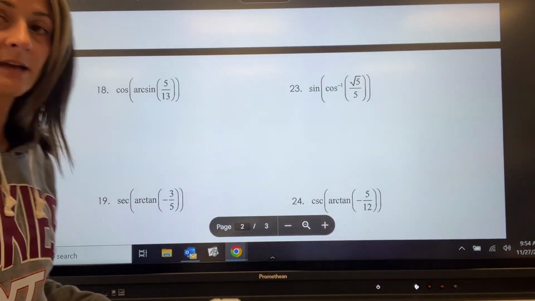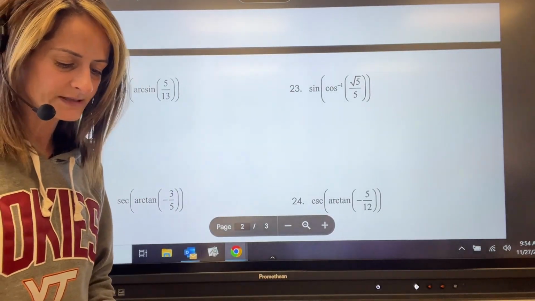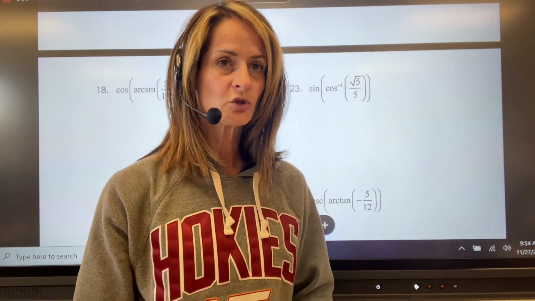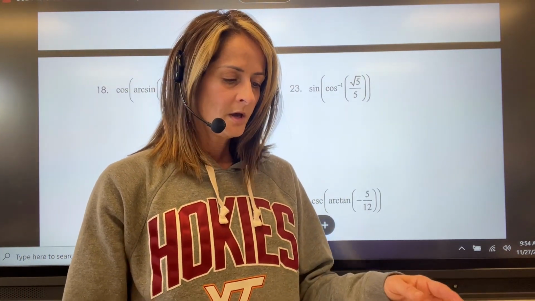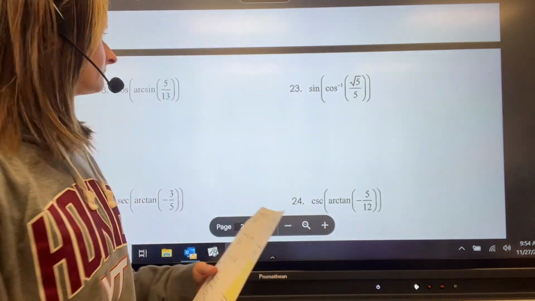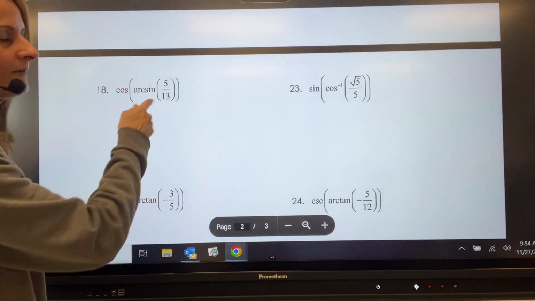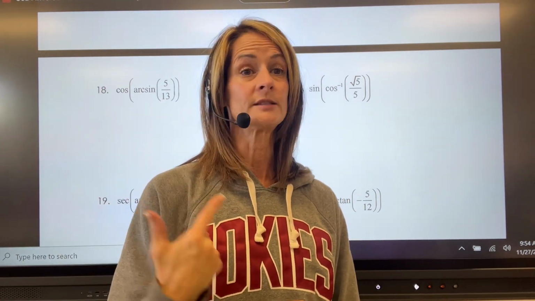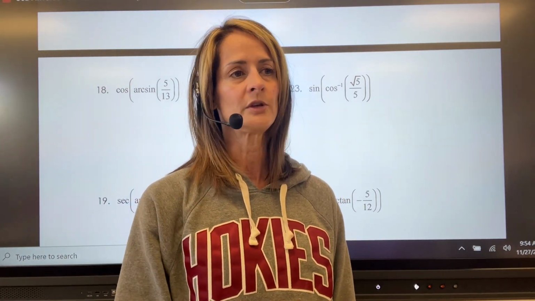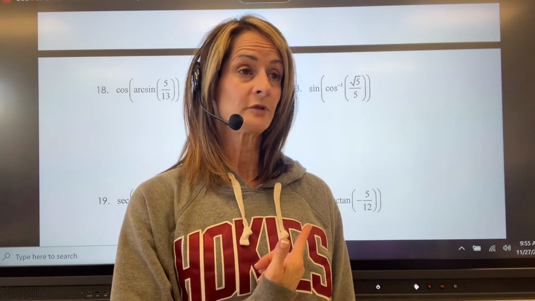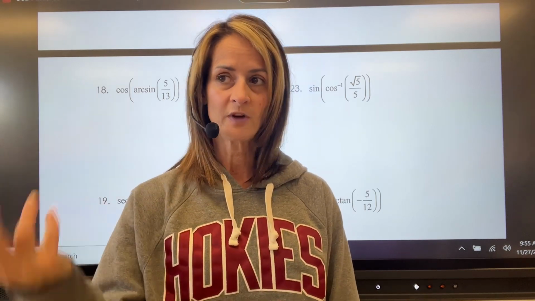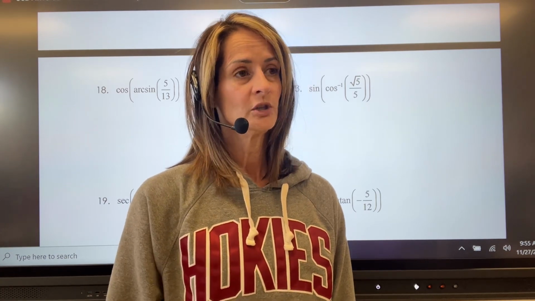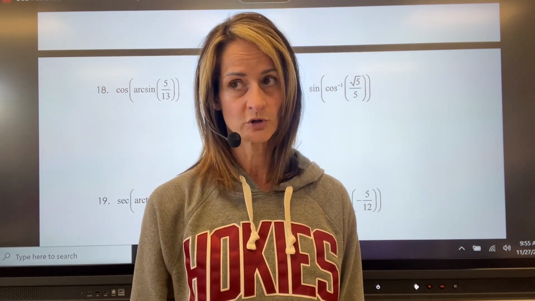So for a problem like number 18, the directions say find the exact value of the expressions without using a calculator. Draw a triangle. When you have a value like this 5/13 that's not on the unit circle, unlike all those problems that we just did, we're going to have to draw a triangle. You have to figure out which quadrant to draw the triangle in.